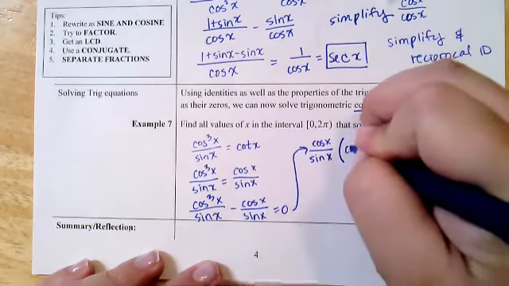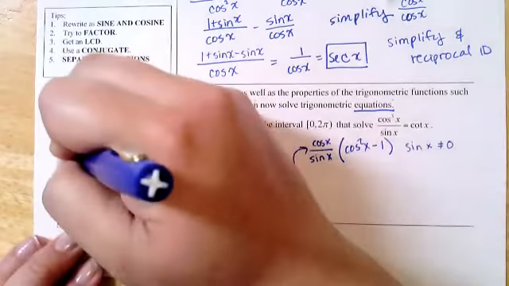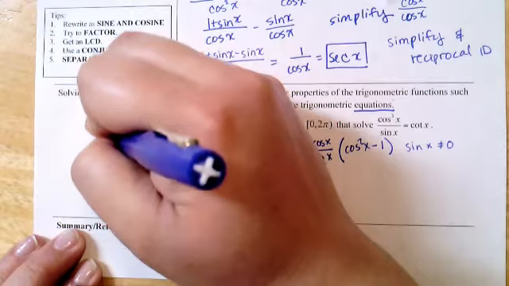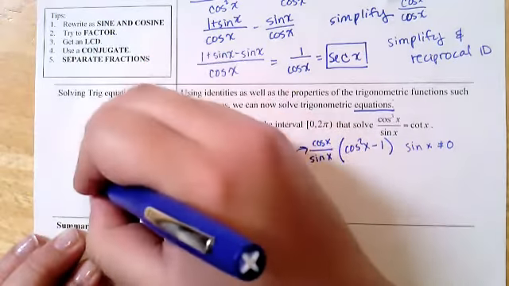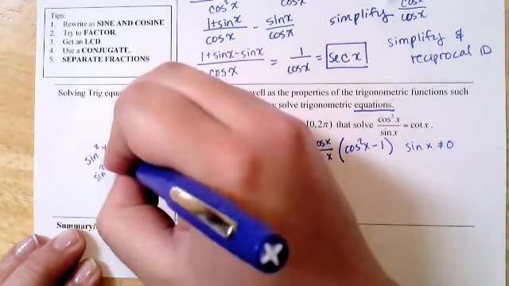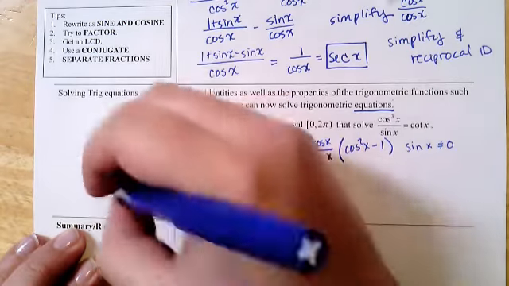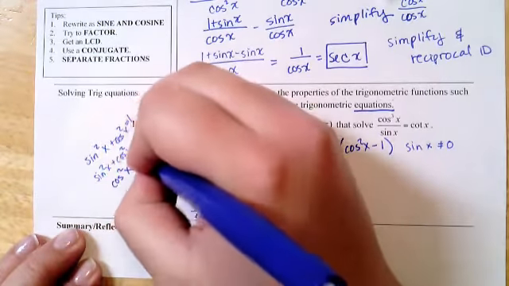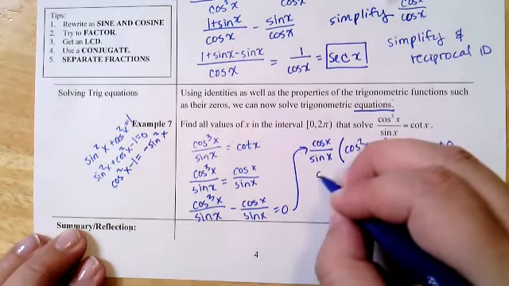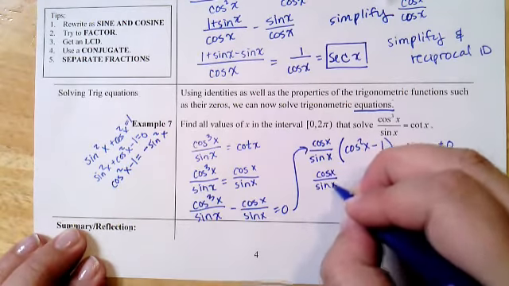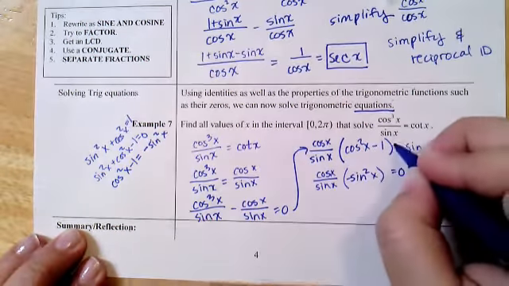So here we're left with cosine squared x minus 1. That should make you think of the Pythagorean identity. So I'm going to write it here on the side. Sine squared plus cosine squared is 1. Now I want cosine squared minus 1. So now I subtract 1 from both sides. Sine squared plus cosine squared minus 1, but then I want cosine without sine, so I'll subtract sine squared. Cosine squared minus 1 is negative sine squared. So I'm going to replace that here with negative sine squared. Cosine over sine times negative sine squared equals 0.